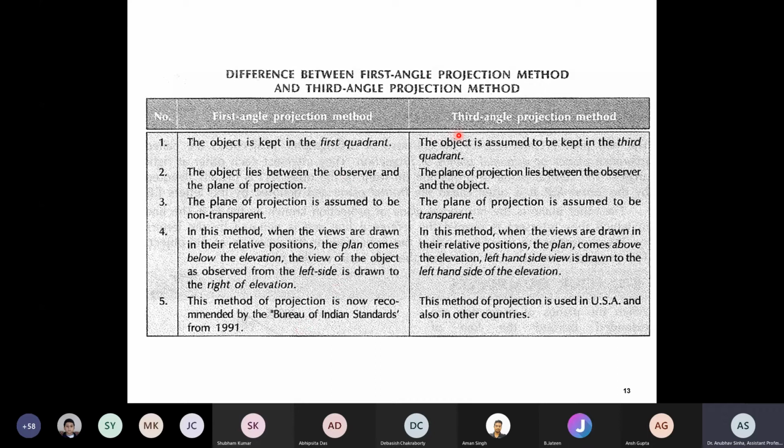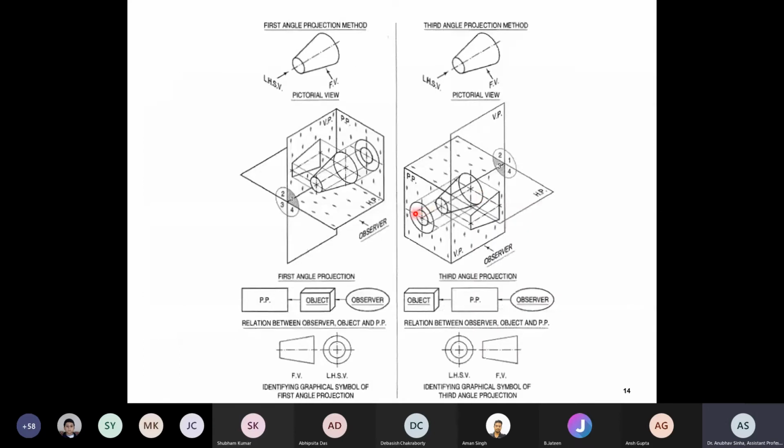And what about third angle? So third angle projection, in this type of projection, we assume that the object is kept in the third quadrant. The plane of projection is between the observer and the object. So this is the key difference. As you can see here, the plane of projection is between.